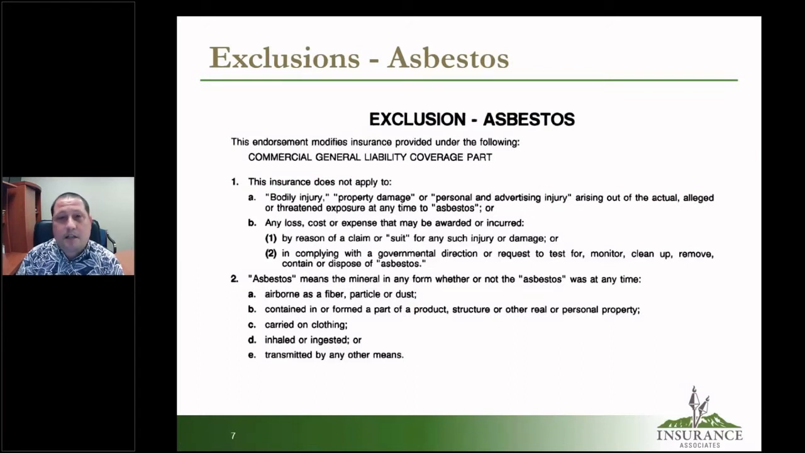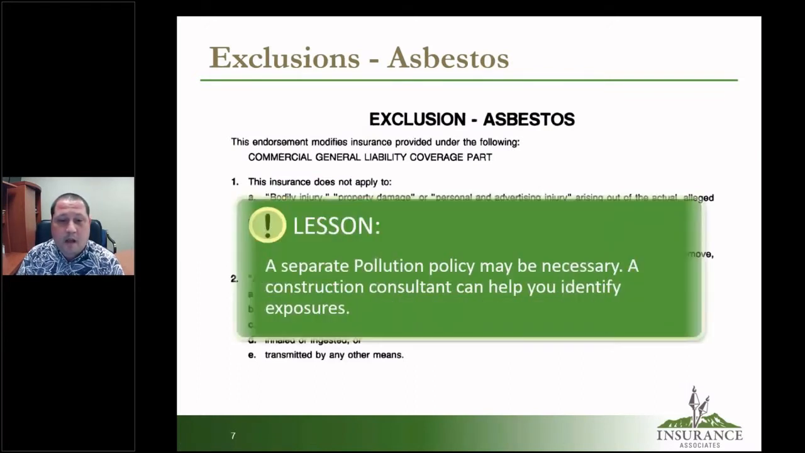Next is the asbestos exclusion. Examples of where you'd see asbestos in buildings could be flooring, ceiling tiles, insulation, and joint compound used in seams between pieces of sheetrock. Hire a good construction manager to help you identify if you have this exposure.